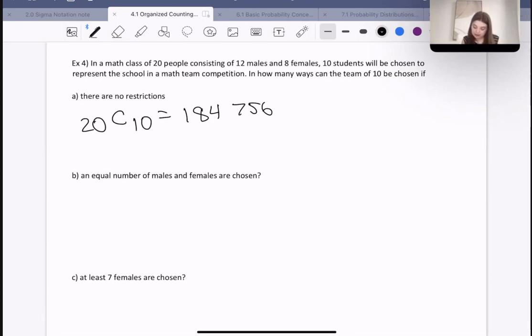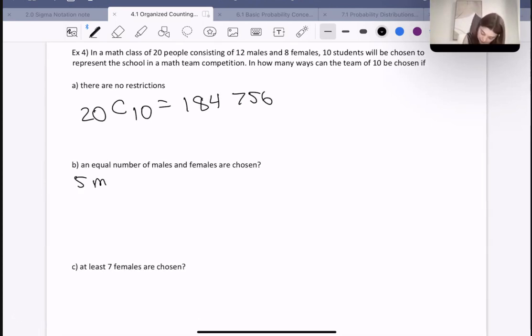Okay, the next one says an equal number of males and females are chosen. So in this case, it's not an equal proportion of them both, it's just an equal number, right? So if we're choosing a team of 10 and we want an equal number of males and an equal number of females, that means we must have 5 males chosen and 5 females chosen. So of course there's going to be less combinations here than there were before, because in this case we only care about the combinations where males and females are equally represented. We don't care about times when there's either more males than females or more females than males.